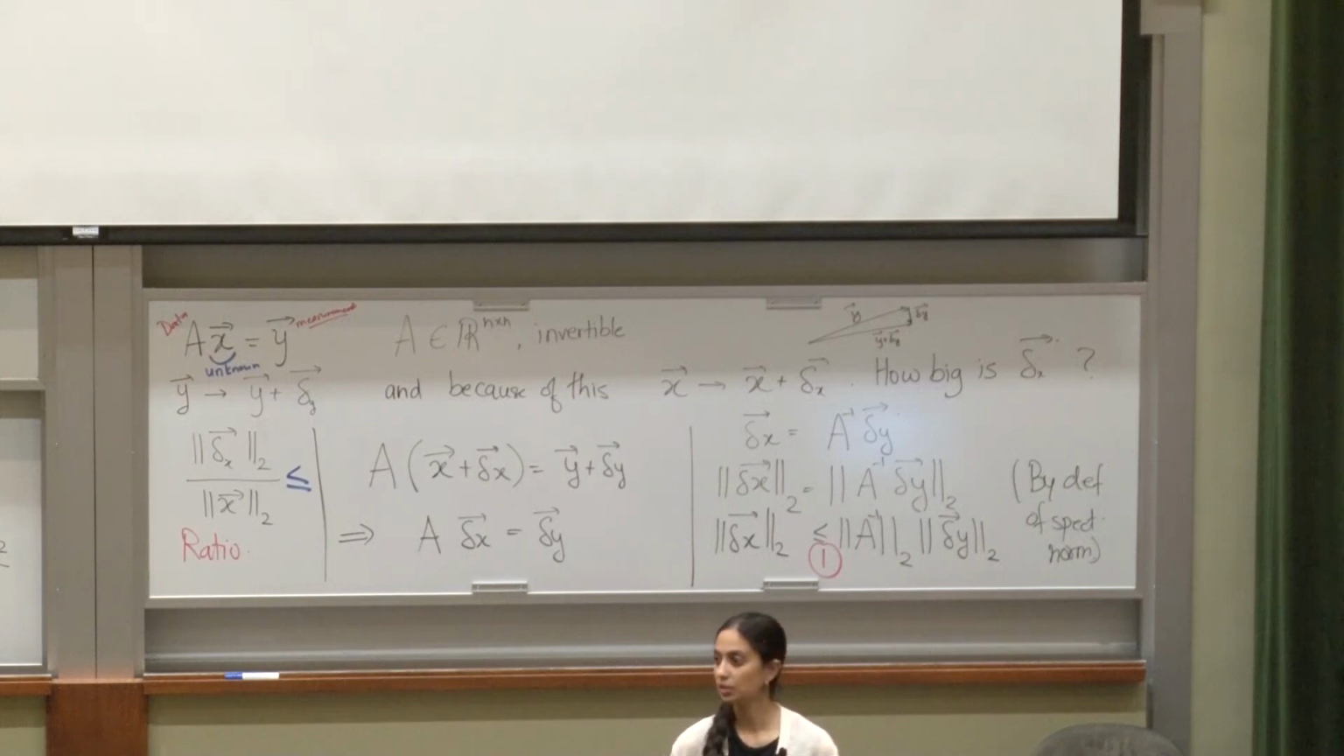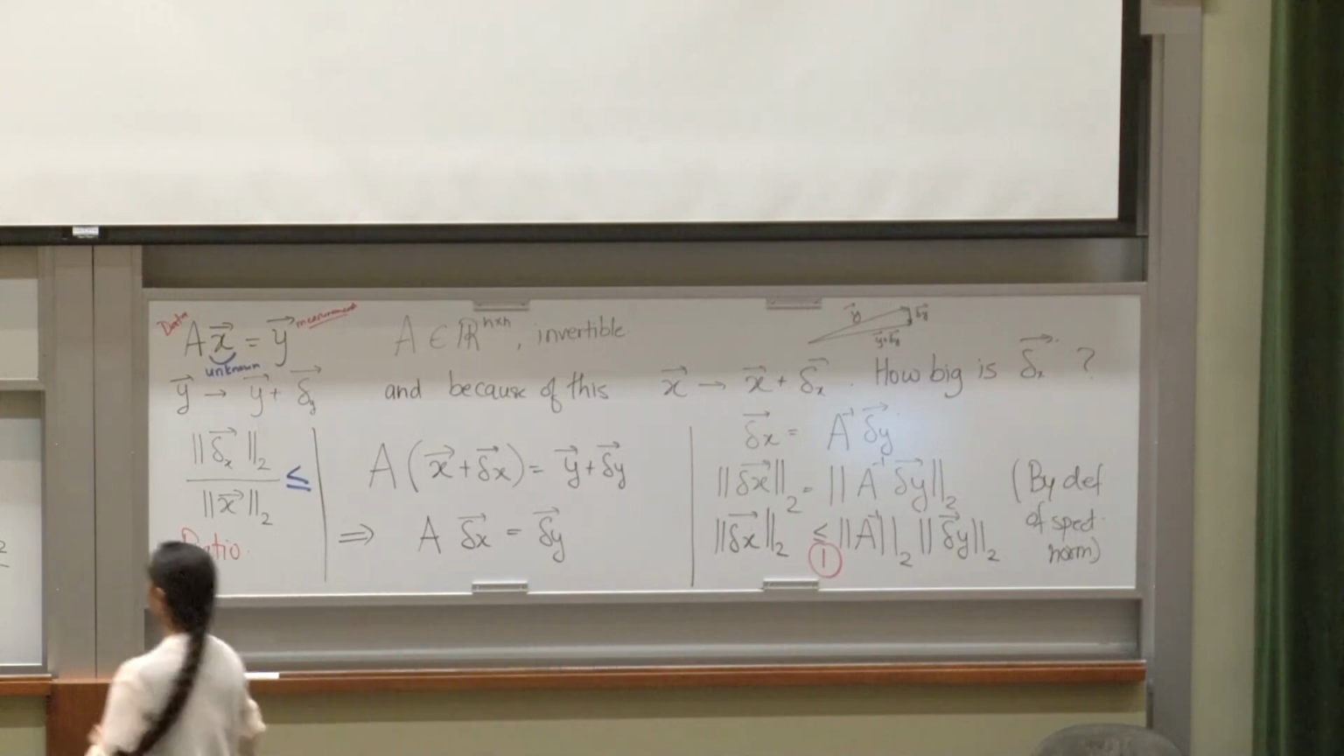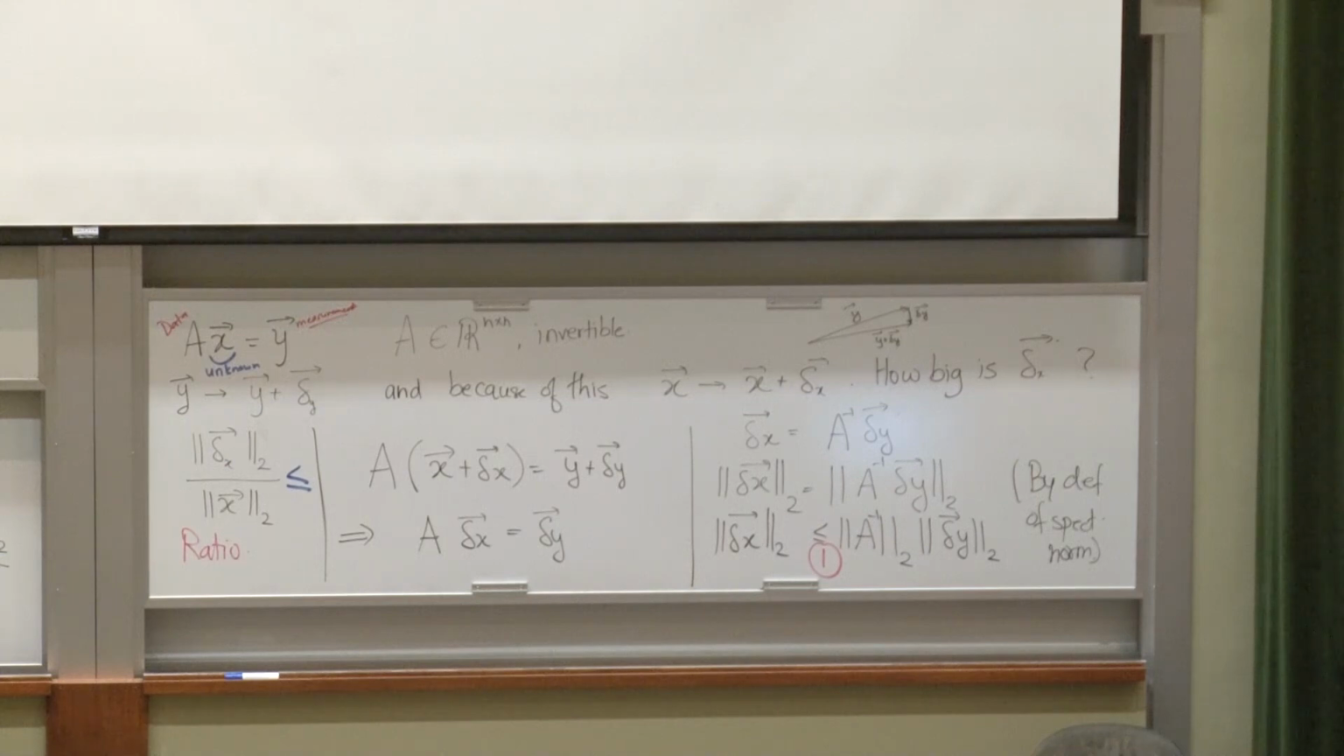Other questions? Yes? What is a 2 norm of a vector? We defined this in the first lecture, right? The 2 norm of a vector is just the square root of the sum of the squares of the elements.